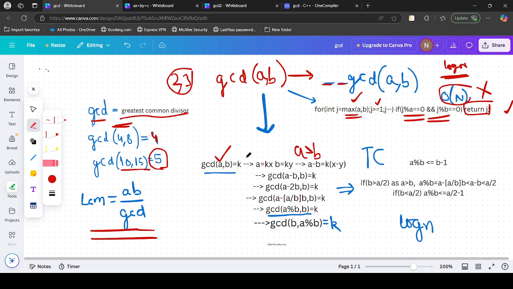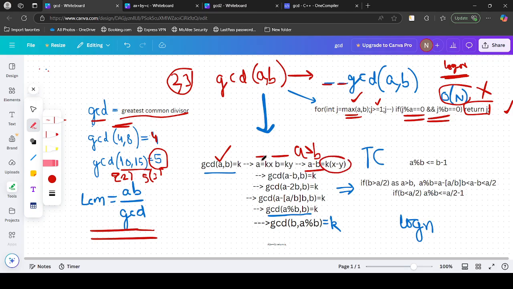Coming to the next one, let's assume that GCD of A and B is k. So as GCD is k, A can be written as k into x, B is equal to k into y. Because GCD of 10 and 15 is 5, 10 can be written as 5 into 2 and 15 can be written as 5 into 3. So it can be written as GCD into some other multiple of that number. So it is k into x and k into y. And now what is a minus b?